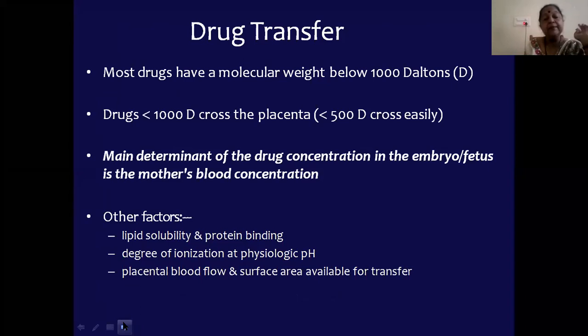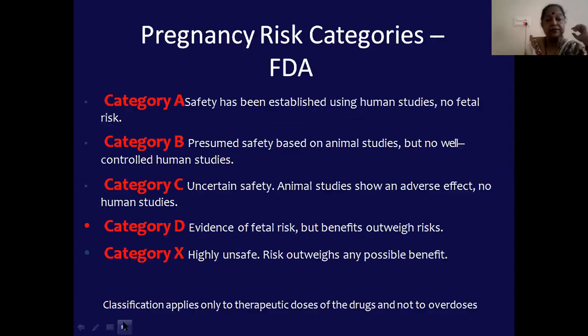The main determinants of the drug concentration in the embryo are the other factors also they count, like lipid solubility, protein binding, degree of ionization at physiological pH, and the placental blood flow and surface area which is available for the transfer. So we know that these are the categories we used to use earlier.